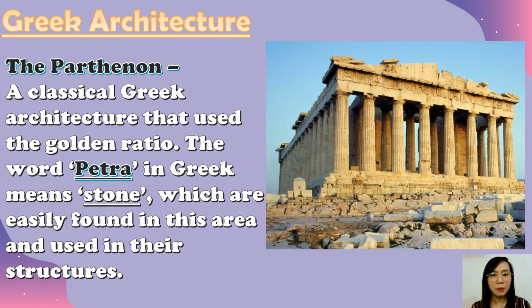One of the most famous architectural structures made in the Greek period is the Parthenon. This is a classical Greek architecture that used the golden ratio. The word Petra in Greek means stone, which are easily found in this area and used in their structures.